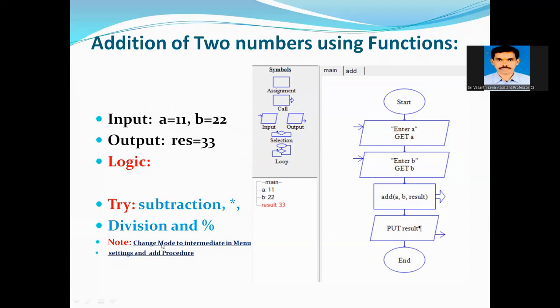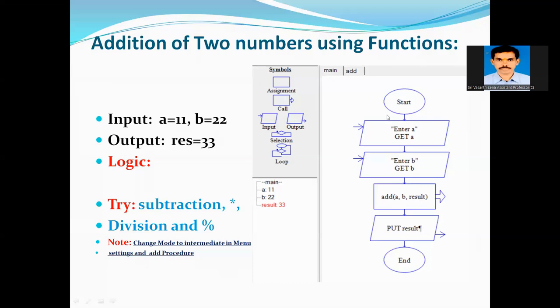For that purpose, the requirement here is to change the mode to intermediate in the menu settings and add a procedure. The procedure name is add. Add is the procedure name. It will take a comma b. These two are input parameters. So it will process this. A plus b will take place and the result will be stored in the output variable result. Then we can print the result.